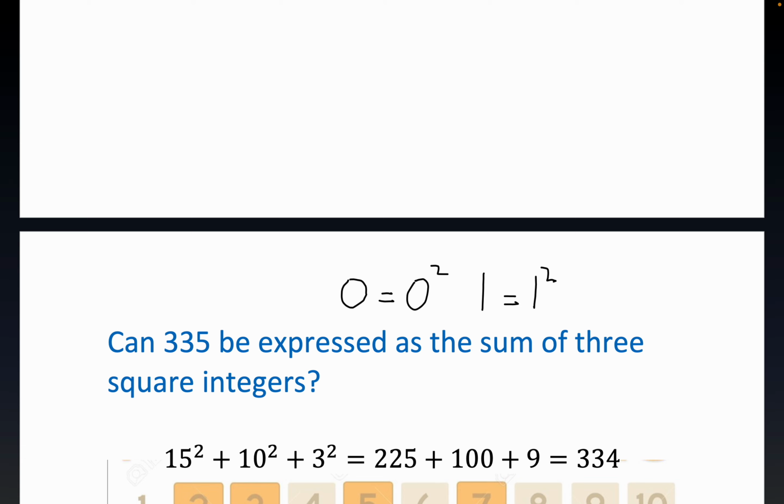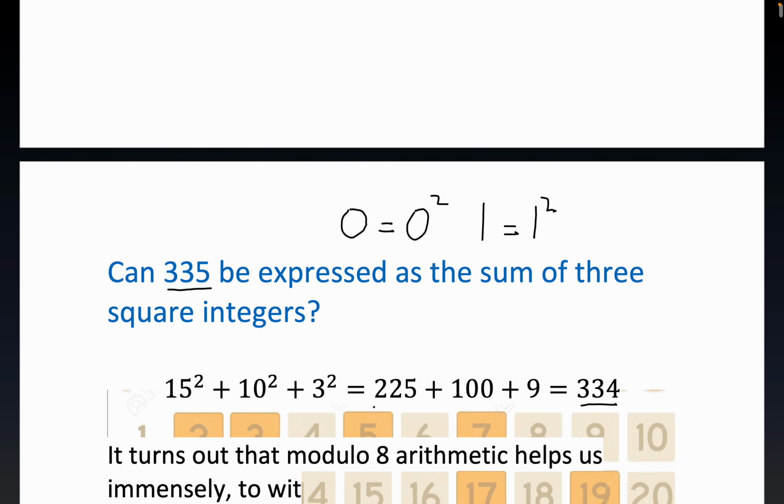Now, here's one where it comes fairly close right here. 15 squared plus 10 squared plus 3 squared. You can do the computation. It's 334. It's very close, right? Close but no cigar. 334 is the sum of 3 squares, but it's not equal to 335. So that's what we're looking at here. Do numbers exist where 3 squares will sum to 335?